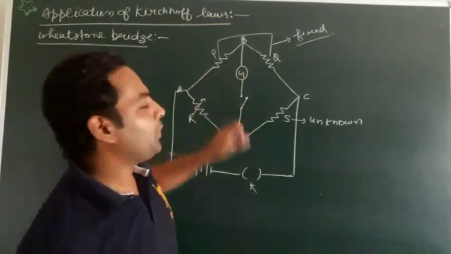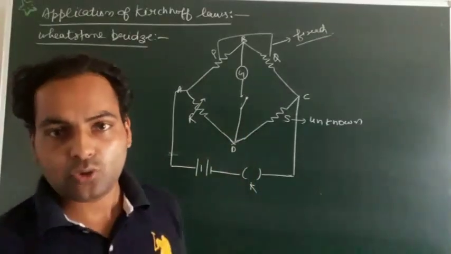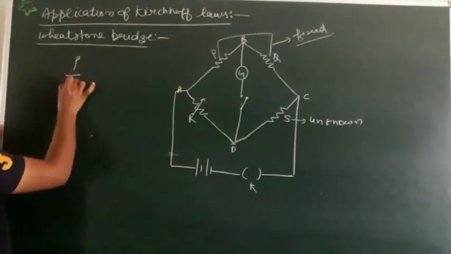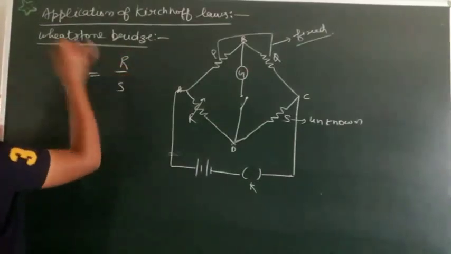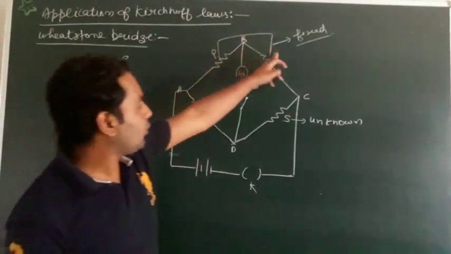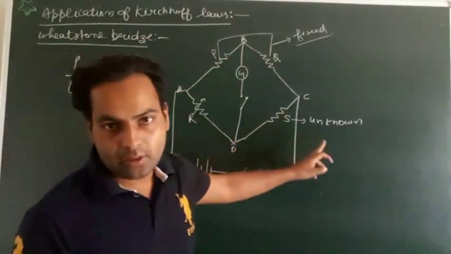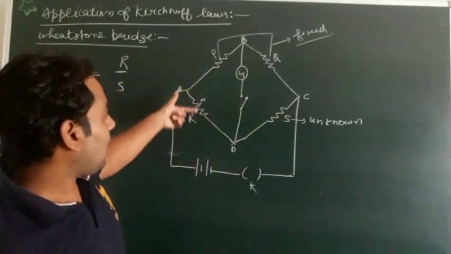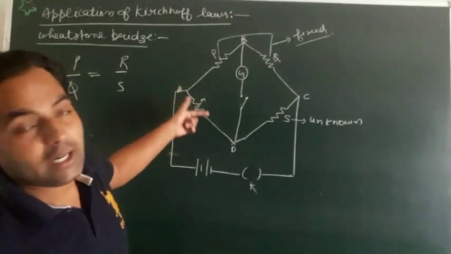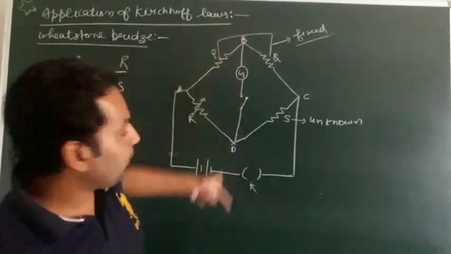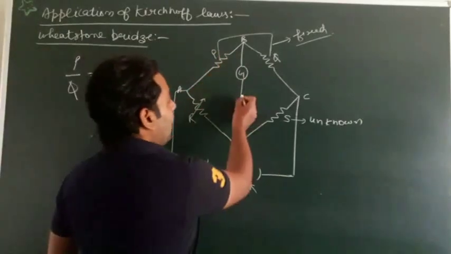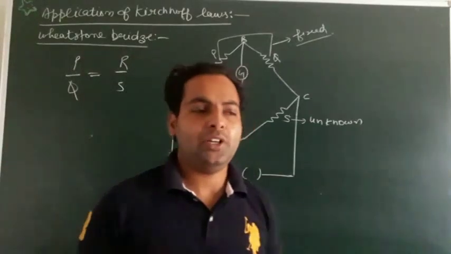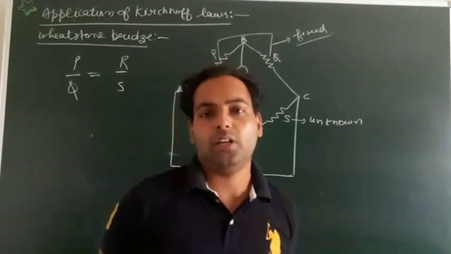When your Wheatstone bridge reaches the balance point, at that time the ratio of P by Q is equal to R by S. So how will we reach the balance point? By varying the value of R. When we vary the value of R, it reaches the point when no current flows through the arm BD, meaning the galvanometer shows no deflection. At that time, the bridge is said to be balanced.